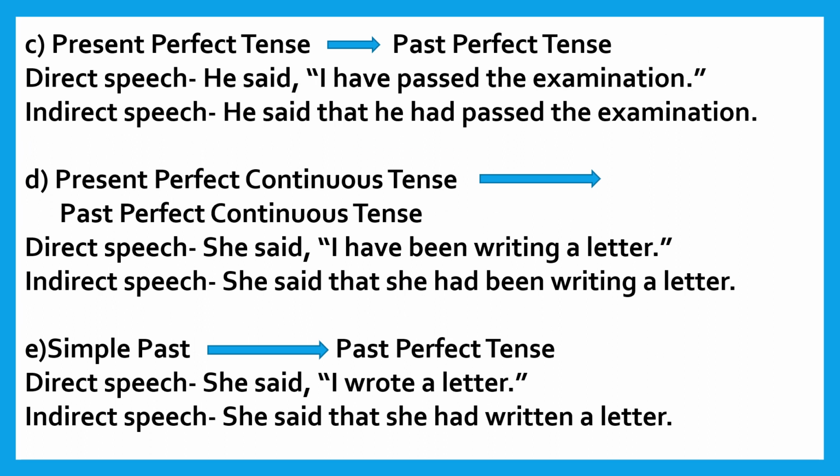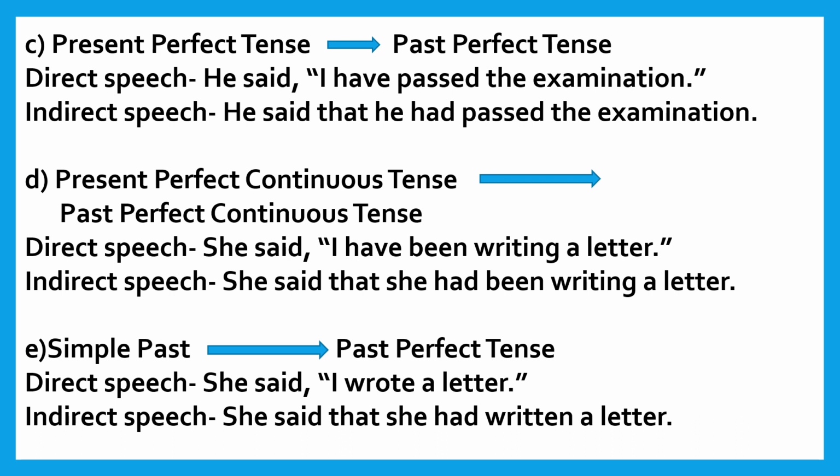The present perfect tense becomes past perfect tense. For example, in the direct speech, he said, "I have passed the examination." In the indirect speech, the verb have passed will change. He said that he had passed the examination. The verb have passed will become had passed.